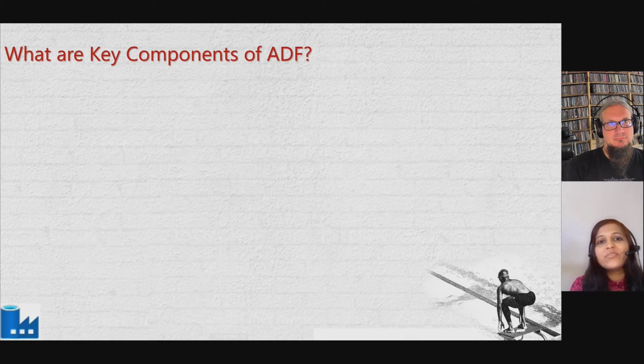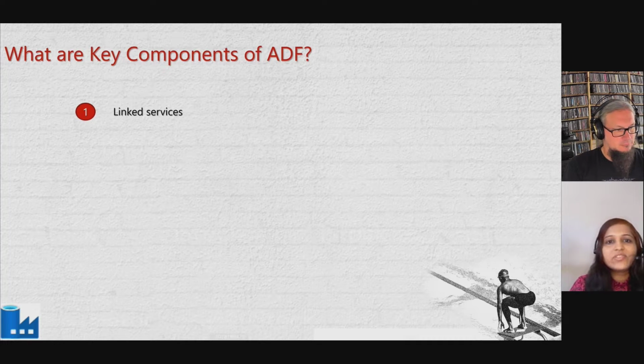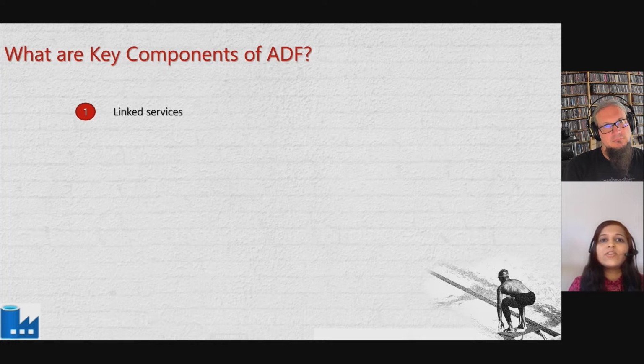So there are five main components of Azure Data Factory. Let's start with the first one, which is a linked service. A linked service is similar to a connection manager in SSIS. So a linked service holds the connection string. It authorizes your data source so your data source can be used by other components in your Azure Data Factory.